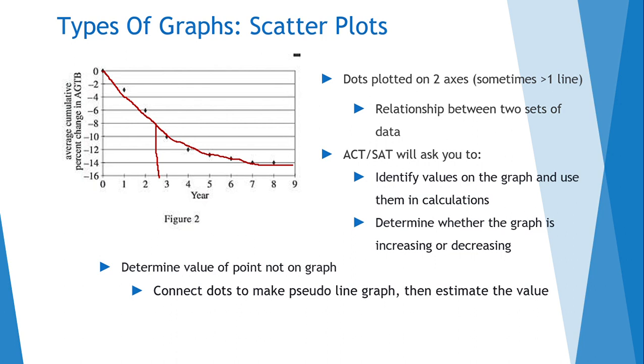Other than that, all the other calculations are exactly the same as line graphs. If the question asks you about where the graph is steepest or where the average cumulative percent change is changing the most, you'd obviously want to go for where the absolute value of the slope is the most, and everything else is pretty similar.